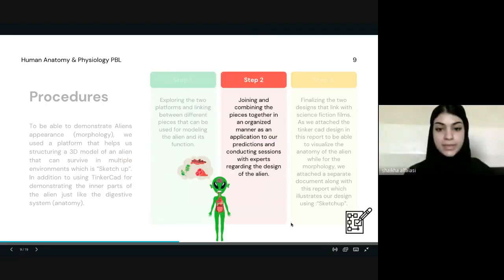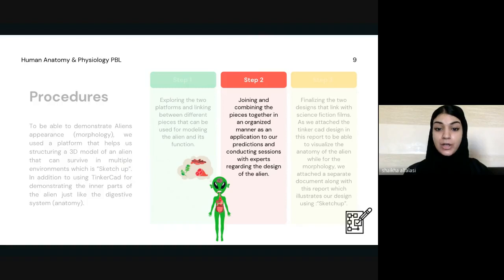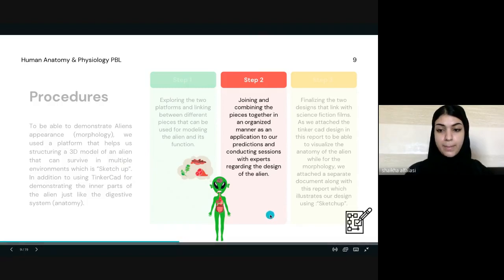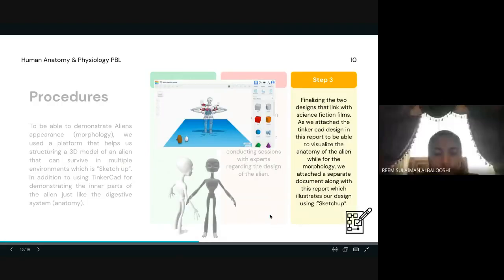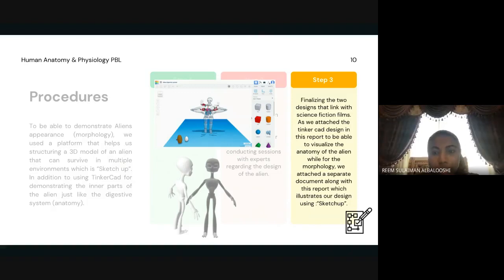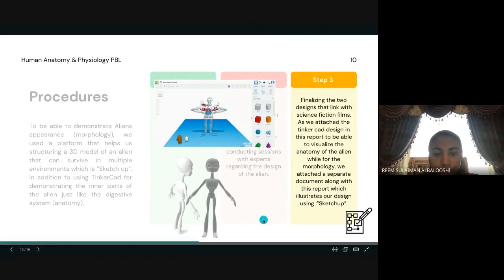Then, joining and combining the pieces together in an organized manner as an application to our productions, and conducting sessions with experts regarding the design of the alien. As for the last step, we finalized the two designs that link with science fiction films, as we attached the Tinkercad design in this report to be able to visualize the anatomy of the alien, while for the morphology, we attach a separate document along with this report, which illustrates our design using SketchUp.